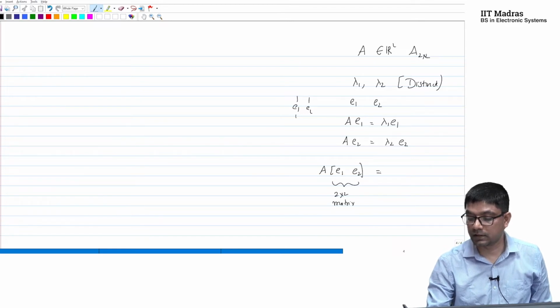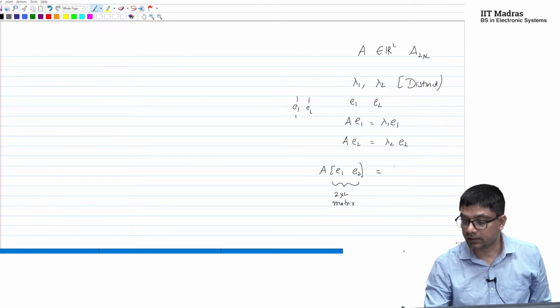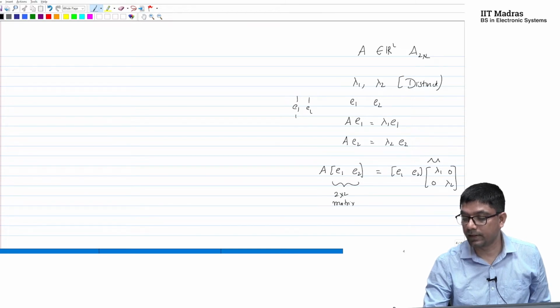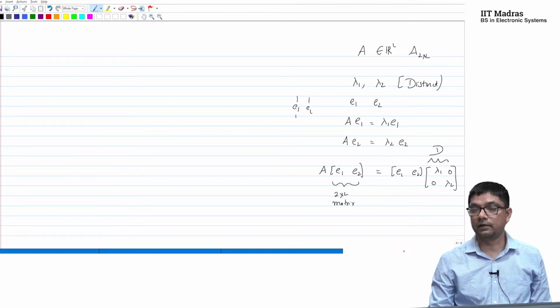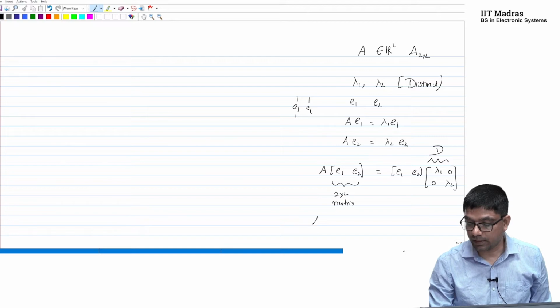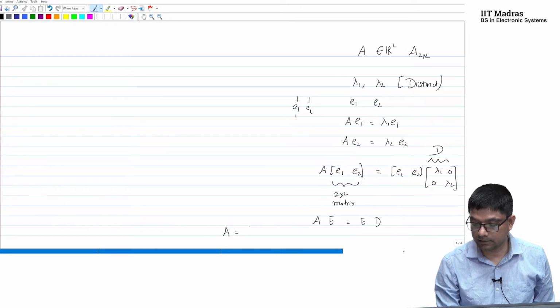Okay. So this now will be, I can write this as E1 E2 and a matrix now which will have on its diagonal, a diagonal matrix which will have entries corresponding to the eigenvalues of the matrix. So now I have A times E is E times D.